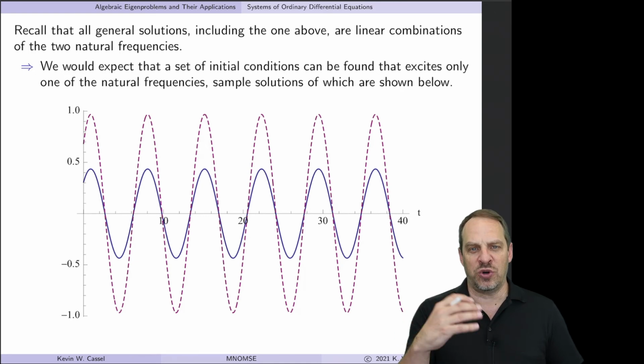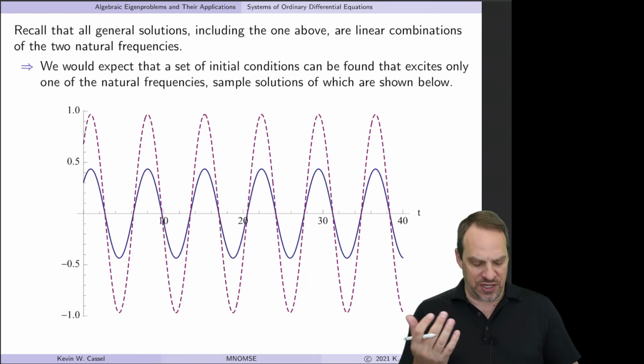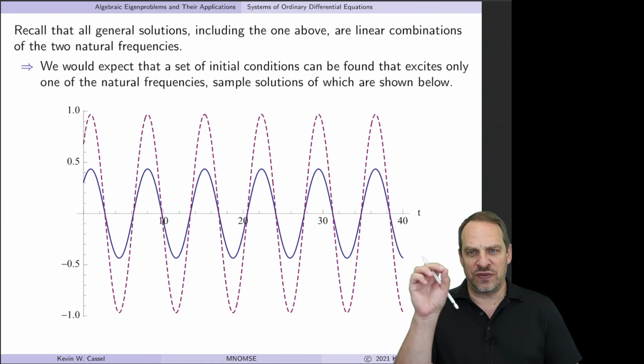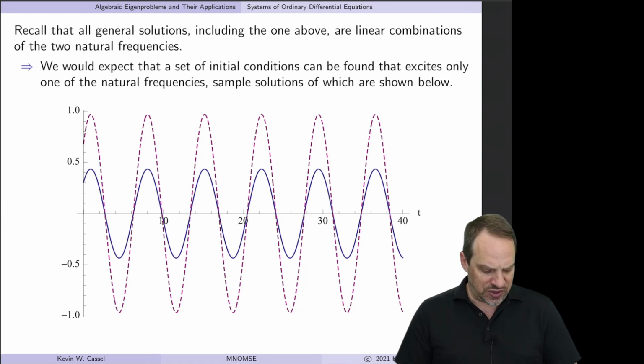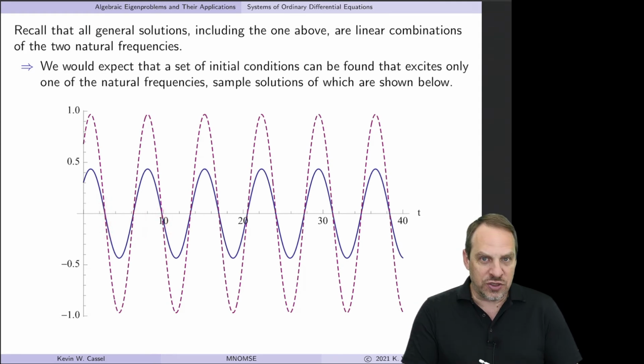So we could ask the question, given our natural frequencies, is there a set of initial conditions that only excites one of the natural frequencies? Let's try omega 1, and indeed that is the case. So there is a set of initial conditions, both positions and velocities, that when we put those in, we will only excite one frequency. You can see the amplitudes of these curves are different, but the frequencies are the same. The wavelengths and the frequencies are the same. So this is for omega 1.